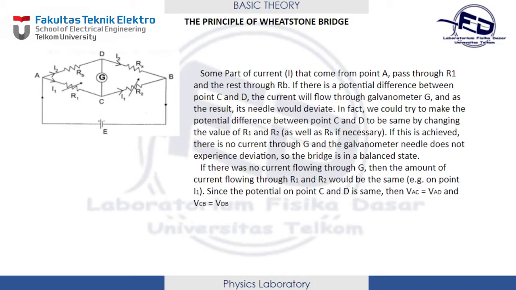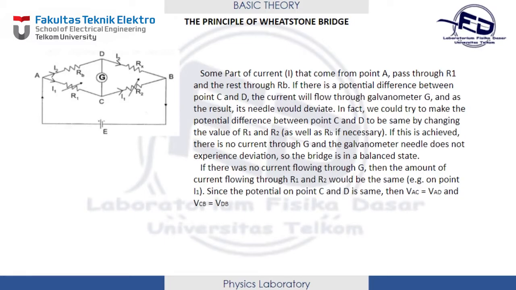The Wheatstone bridge principle is based on the circuit in the picture. Some part of current I that comes from point A passes through R1 and the rest through RB. If there is a potential difference between points C and D, the current will flow through galvanometer G, and as a result its needle would deviate. In fact, we could try to make the potential difference between points C and D the same by changing the value of R1 and R2.